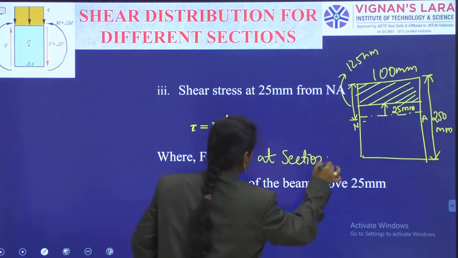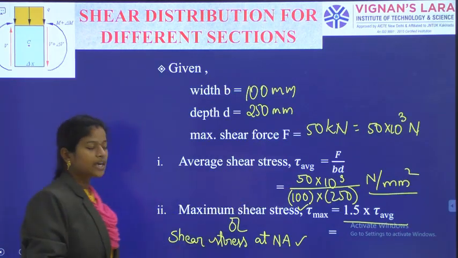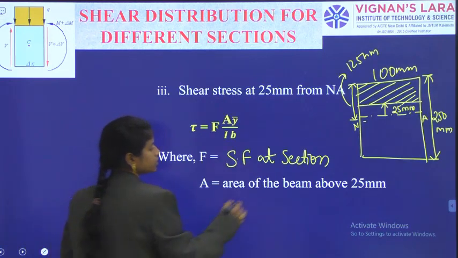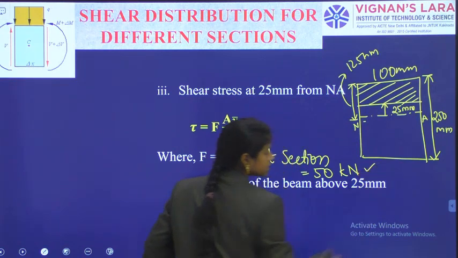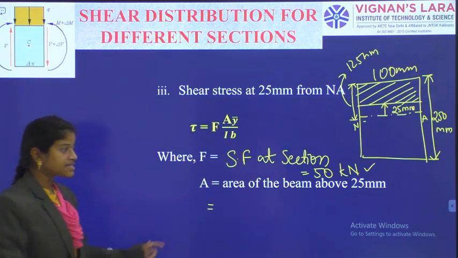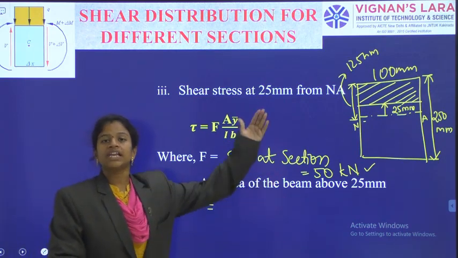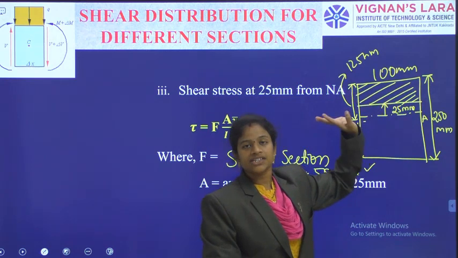How much shearing force have they given? 50 kilonewtons. That's why we have written 50 into 10 cube there. When substituting, you can write that. So, the shearing force acting on the section is 50 kilonewtons. And then, capital A is the area of the beam above the level 25. Above the level 25, what is the rectangular area left that I should consider?